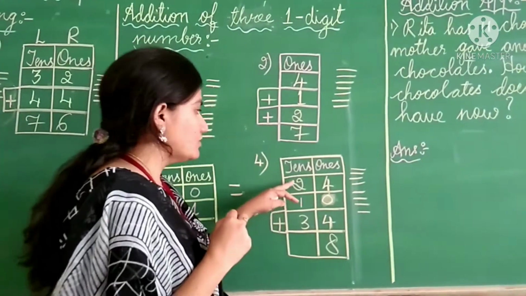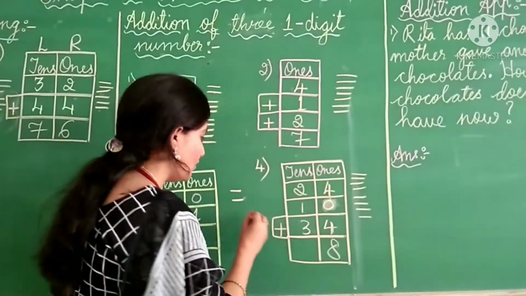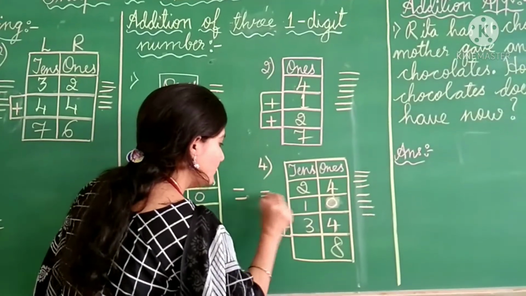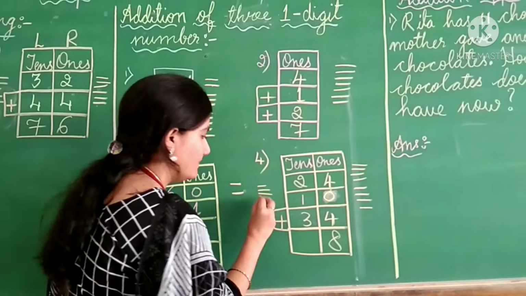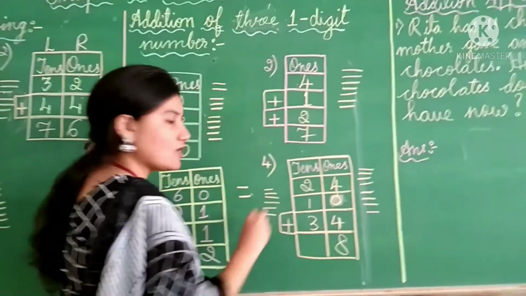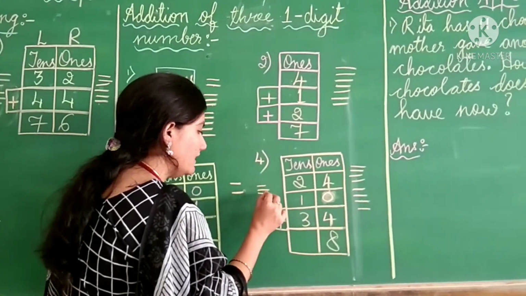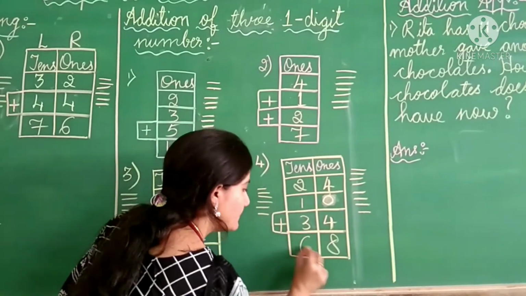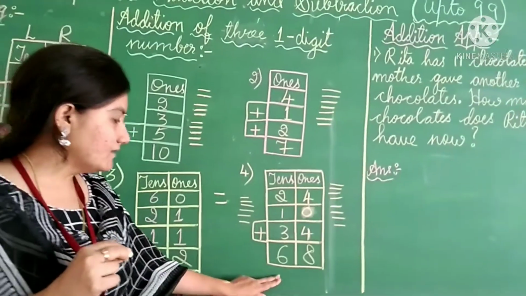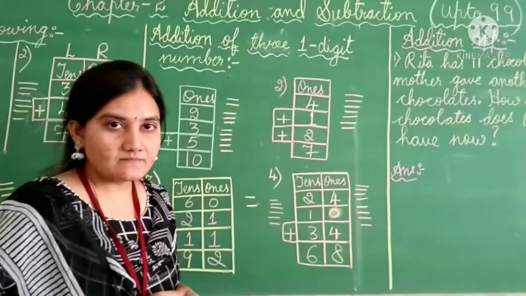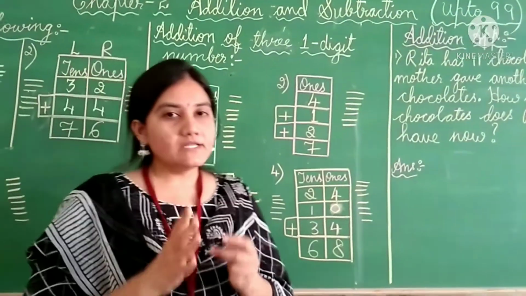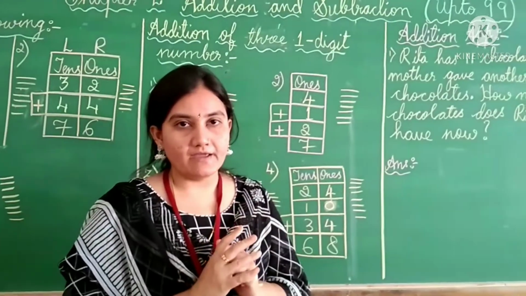8. Then next to the tens one. 2. Okay, 1, 2. Next number is 1. And the third number is 3. 1, 2, 3. Let's count now. 1, 2, 3, 4, 5, 6. Answer is 6. And the total answer will be 68. Got it, children? Only 2 digits means ones and tens will be there.